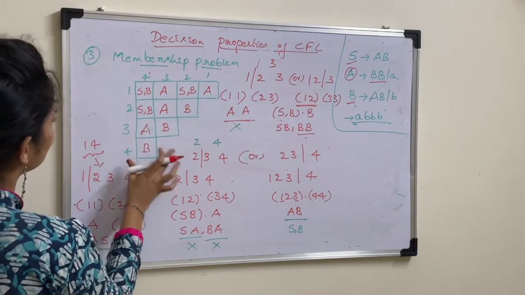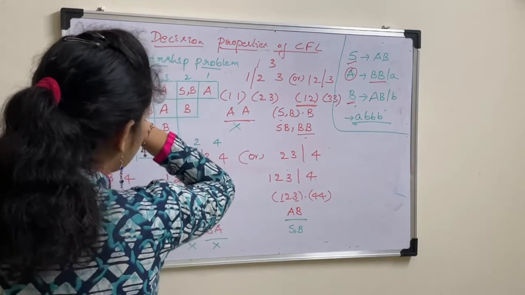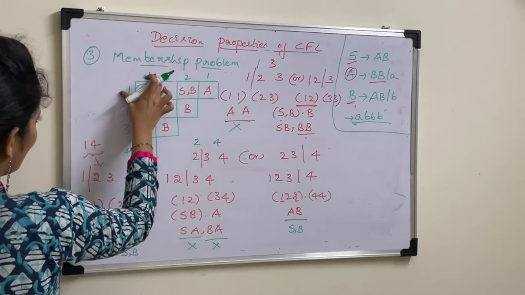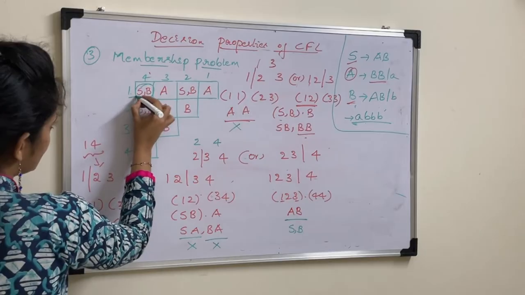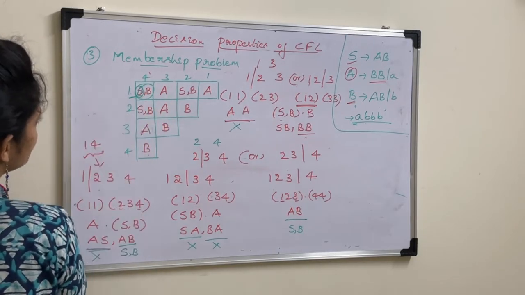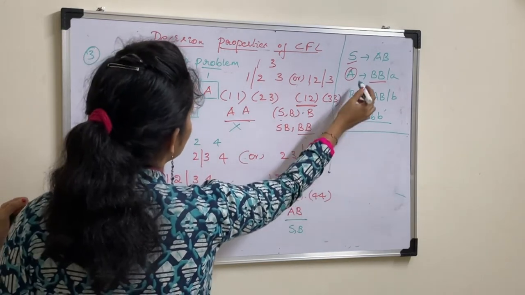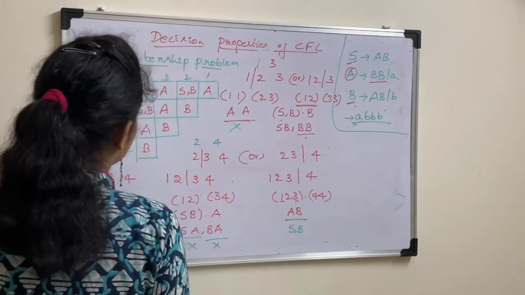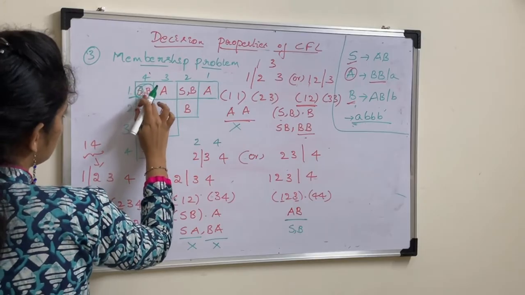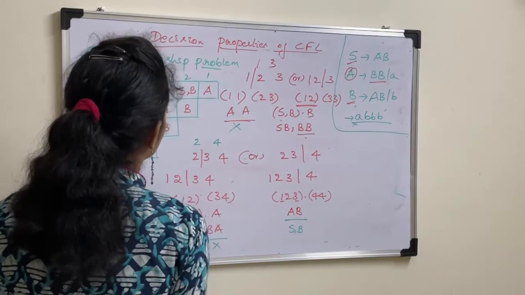This is your final table, and you have to find out whether the string is a part of the grammar or not. You need to check the 4 length string, 1 4 place. If you have the start symbol S in this 4 length string, then it indicates that this string is a member of this grammar. As we have S in this 1 4 cell, it indicates that this string is a member of this grammar.